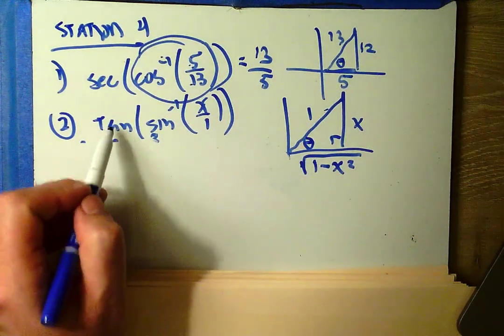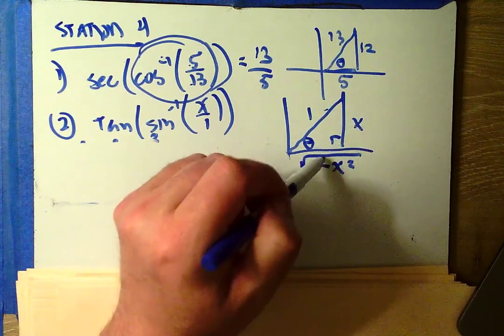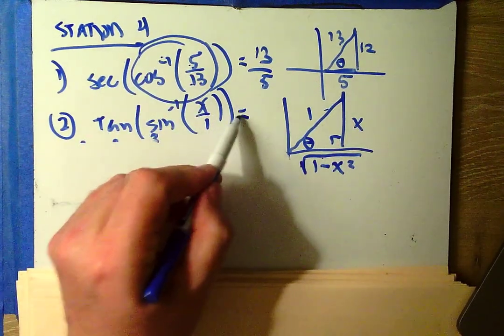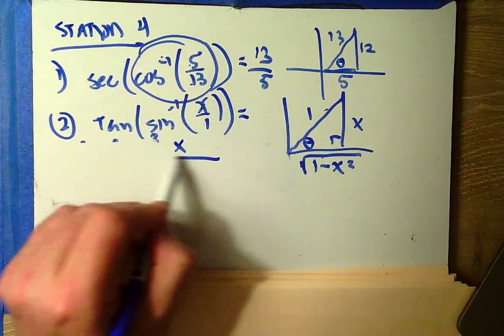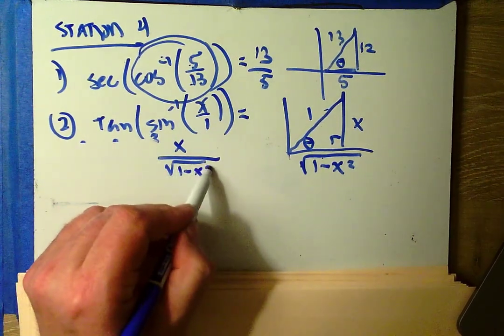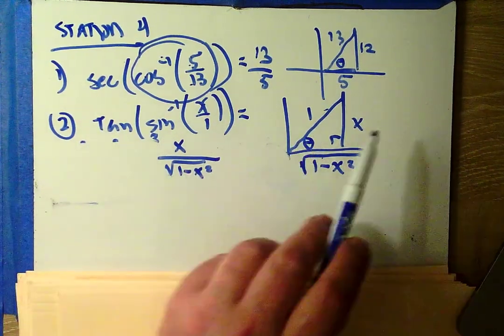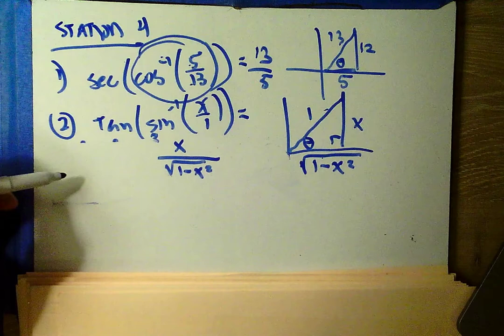And then this says, well, what's the tangent of that angle? And tangent is opposite over adjacent. And no, I really don't need you to rationalize the denominator here. We're just going to leave our answer like this. This is the tangent of that angle, opposite over adjacent.